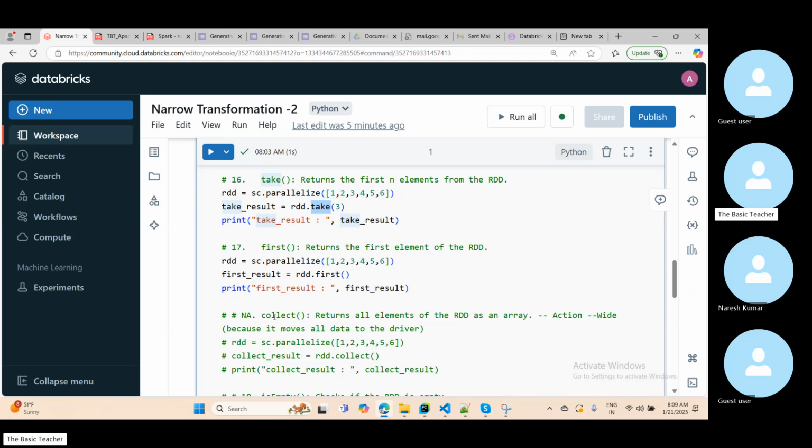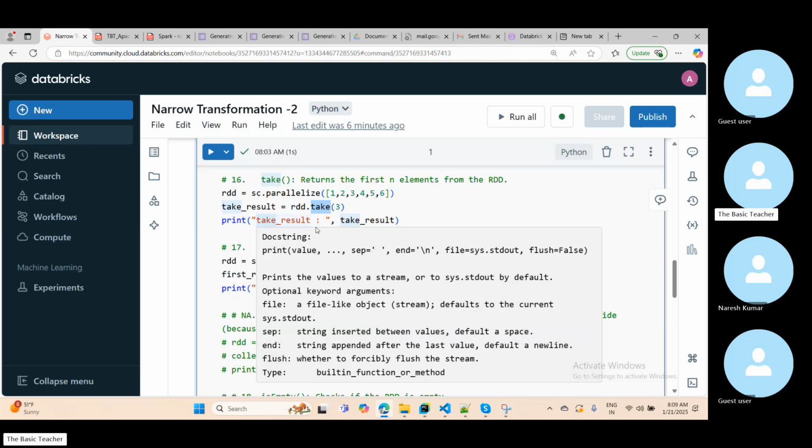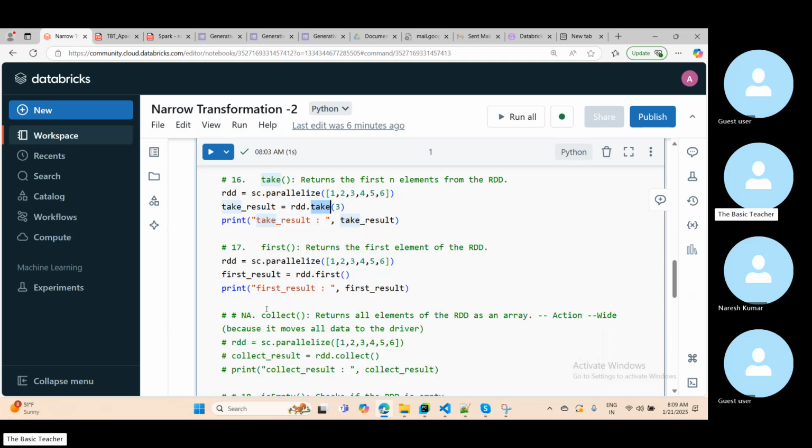So whenever you are looking for collect for some debugging, in that case you can make sure that you are collecting very minimal data, not much data. Then you can avoid failure. Otherwise, for sure, you are going to get an out of memory exception.